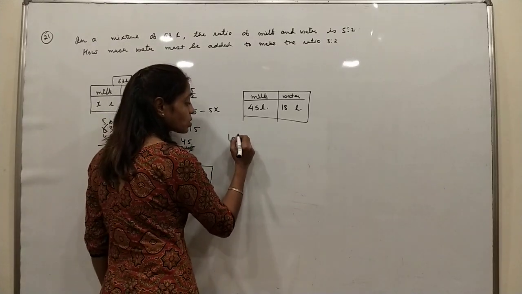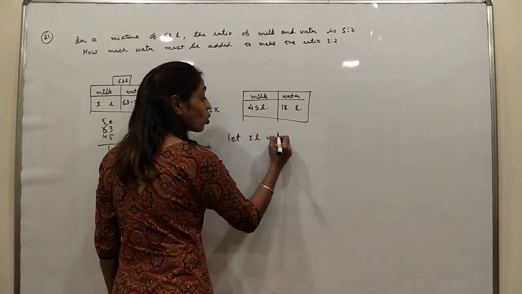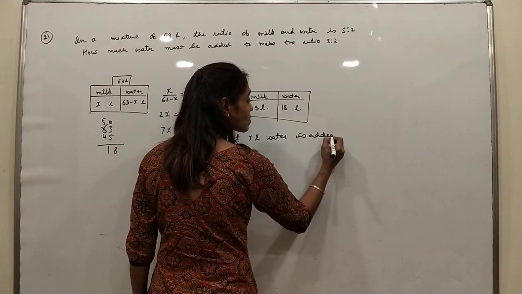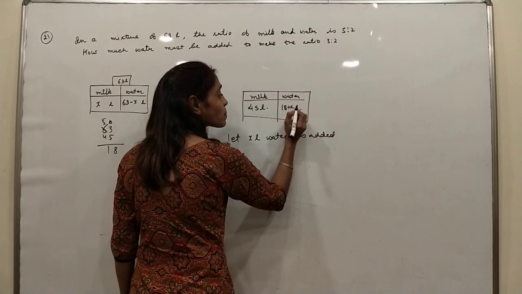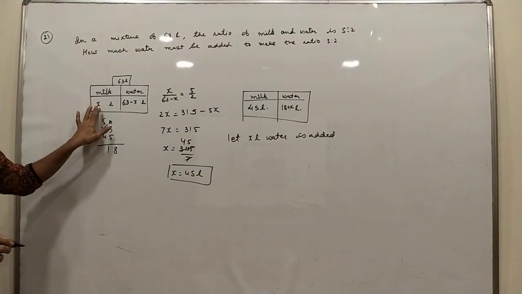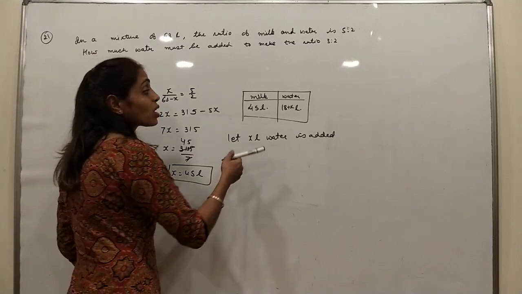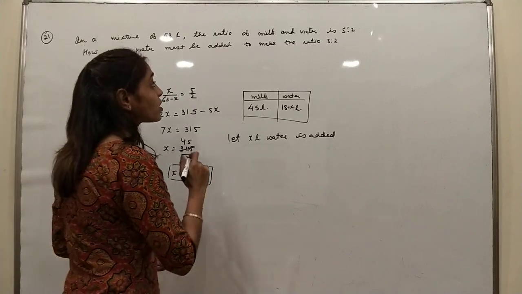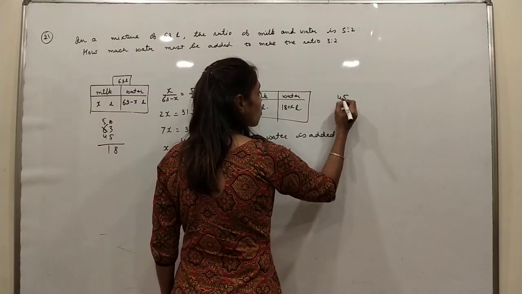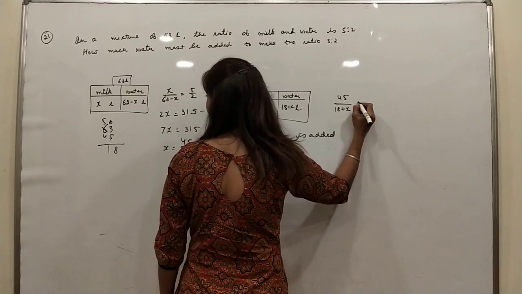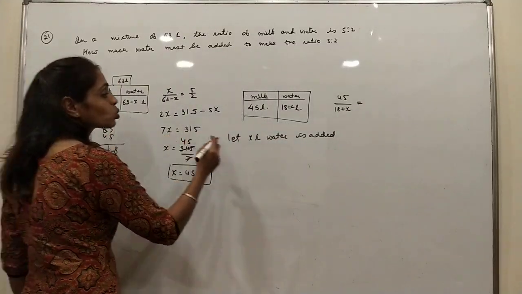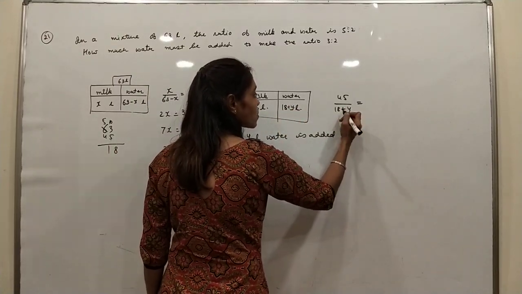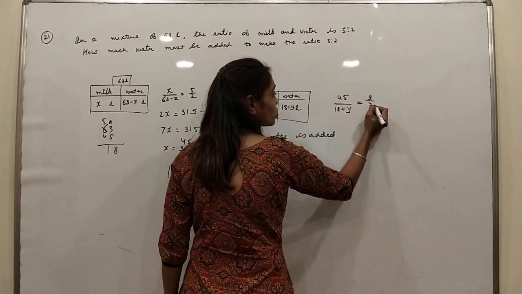Let x liter water, only water, not milk, x liter water is added. So now the water becomes x plus 18. Initially it was 45 and 18. But now the water is added, to make the ratio of milk to water, 45 upon 18 plus x. We took x earlier, so here we will take y. Y liter water, so 18 plus y, and the ratio becomes 3/2.